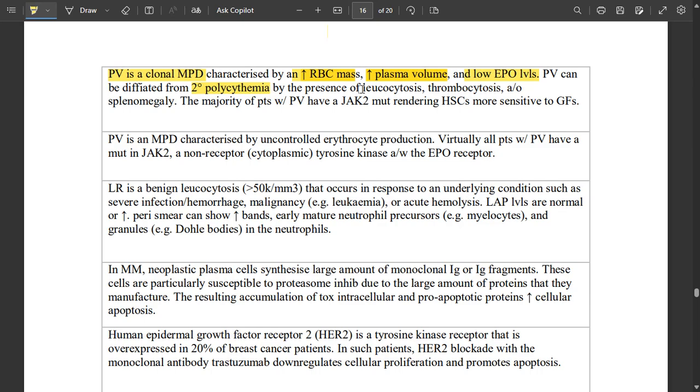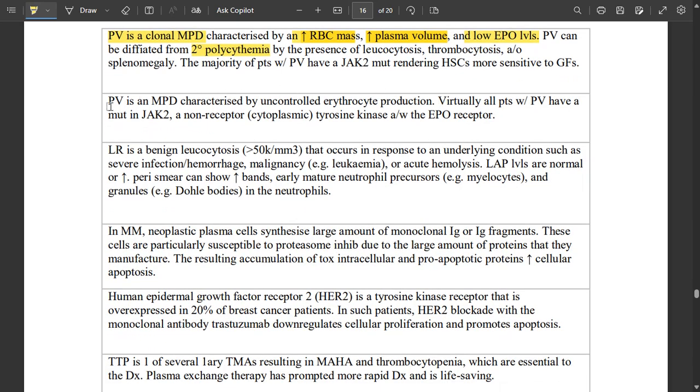The majority of patients with polycythemia vera have a JAK2 mutation, rendering hematopoietic stem cells more sensitive to growth factors. So the JAK2 mutation sensitizes the hematopoietic stem cells to be more responsive to growth factors. Done. Next point is about polycythemia vera again.